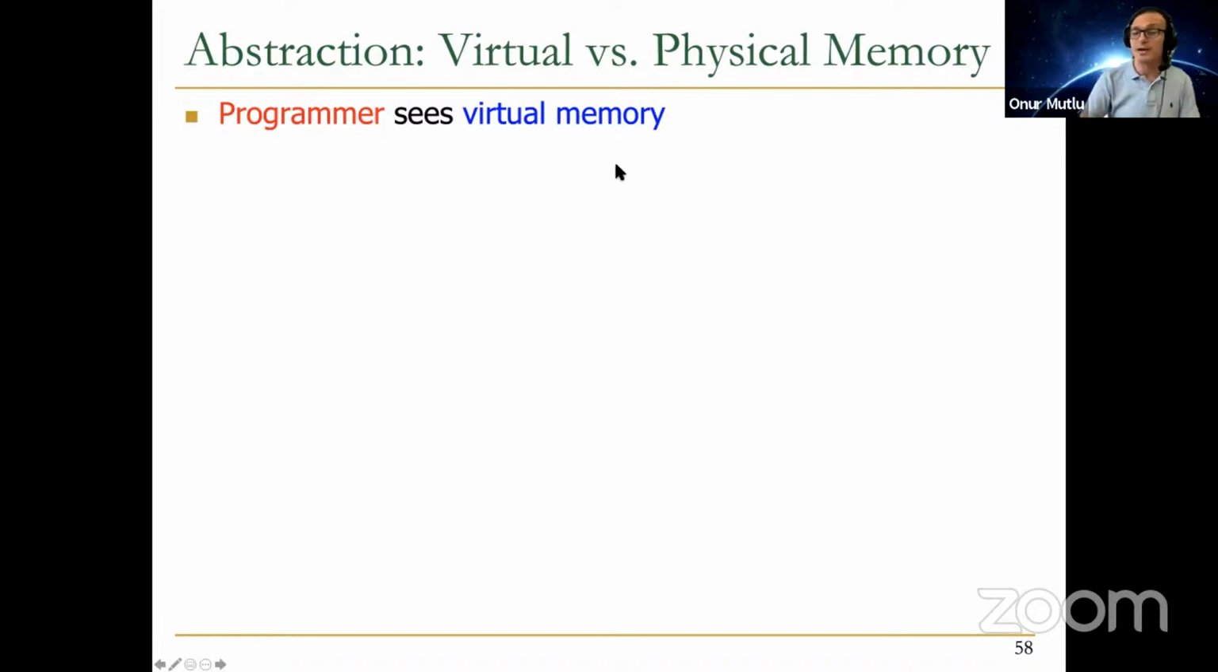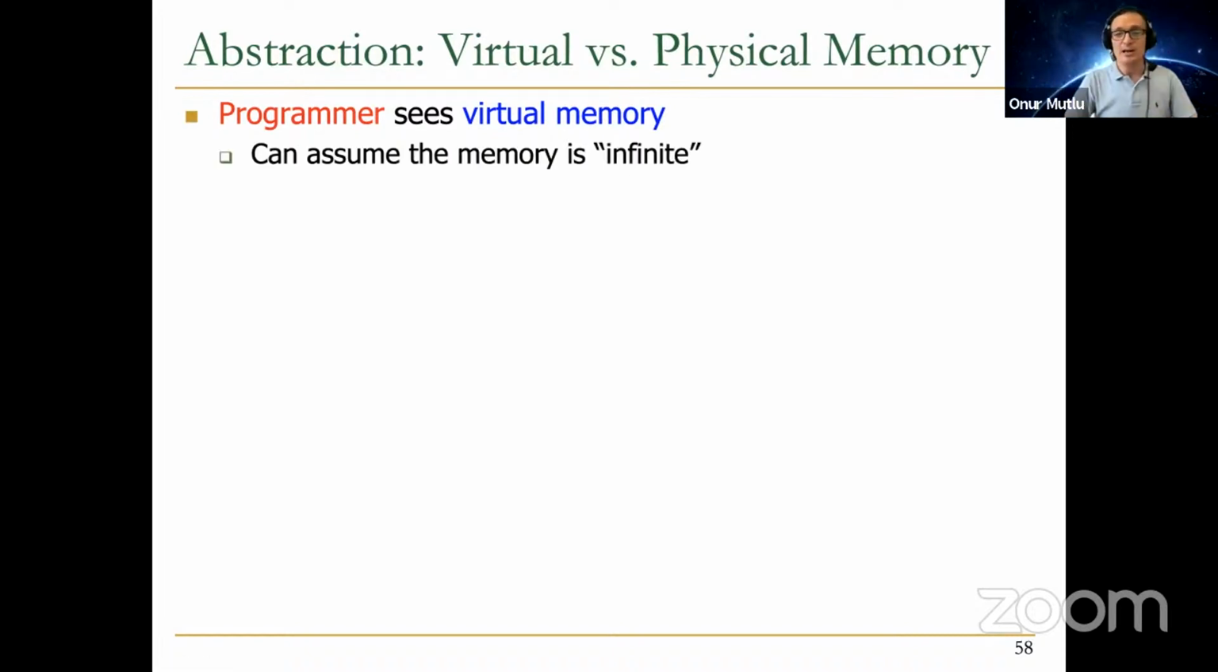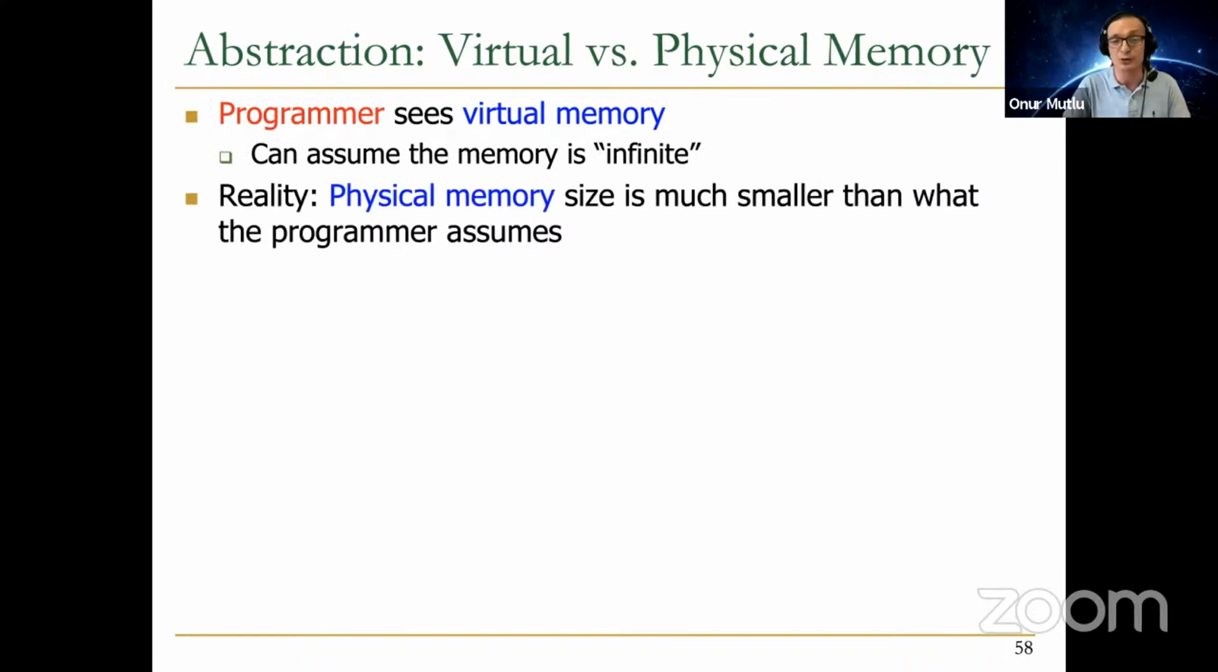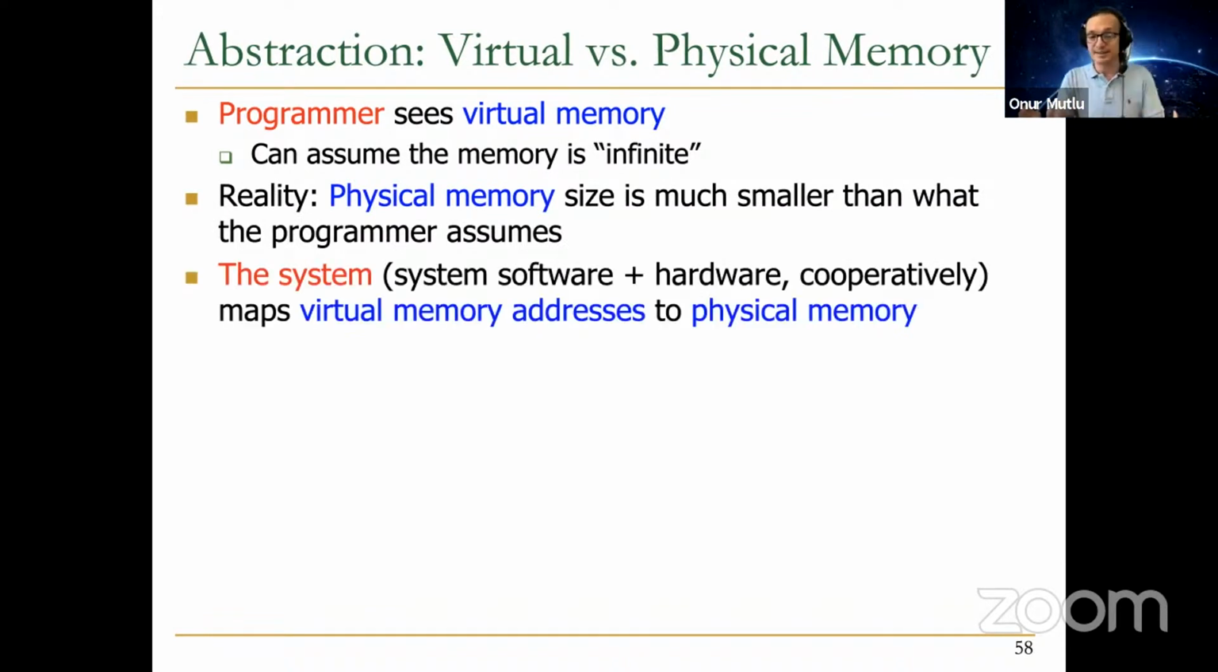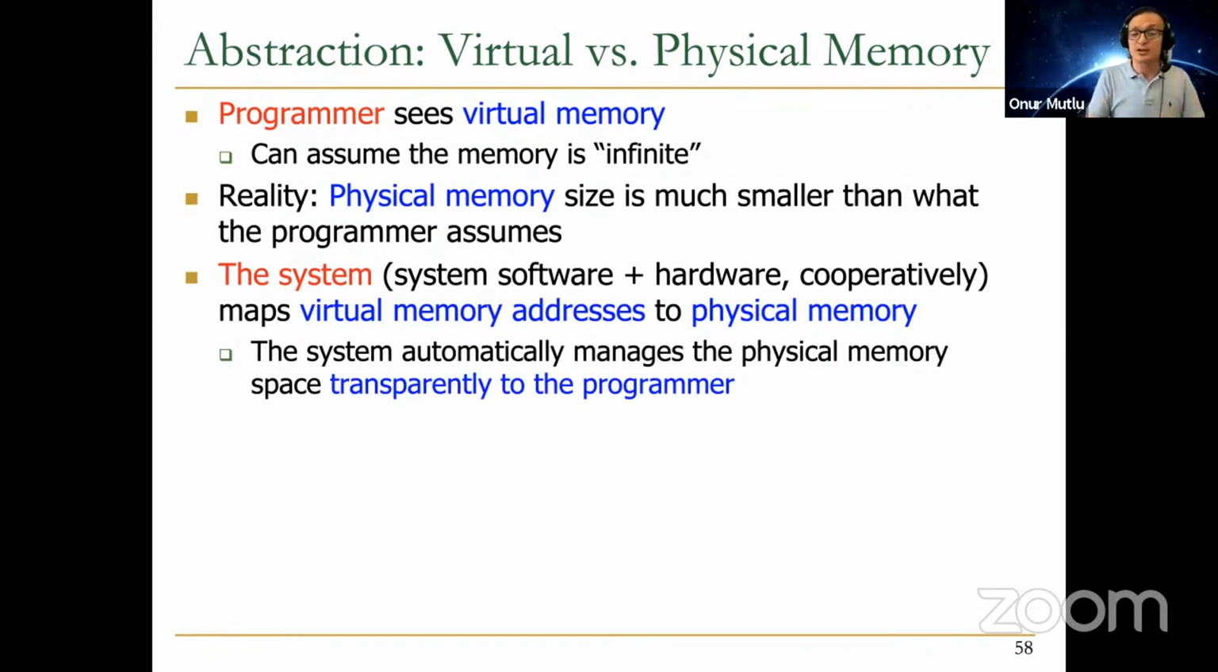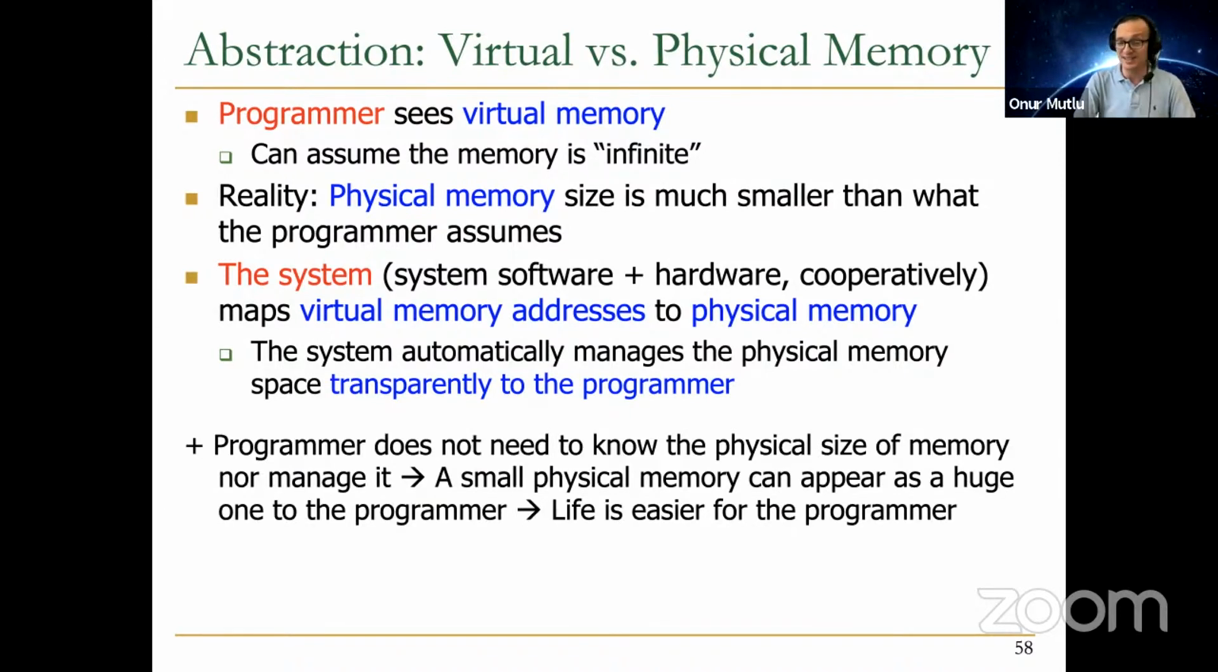We're going to cover virtual memory in one of the later lectures. Basically, this way, the programmer can assume the memory is infinite, or at least large enough to not worry about. In reality, physical memory size is much smaller than what the programmer assumes. The system software and the hardware cooperatively map virtual memory addresses to physical memory and don't involve the programmer in this. In other words, the system automatically manages the physical memory space transparently to the programmer to make the programmer's life easier. So the huge benefit, and this is called virtual memory, basically.